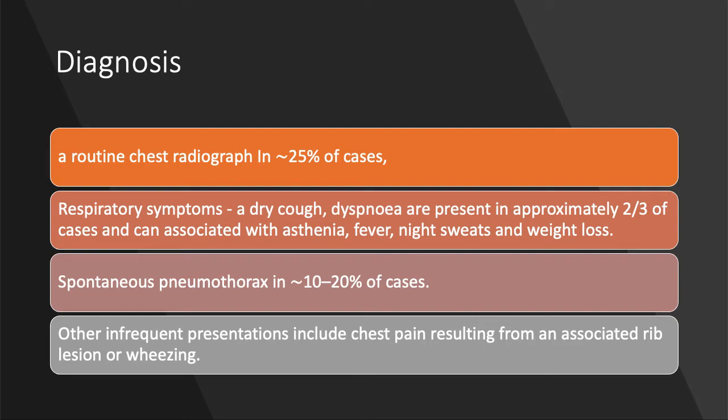Respiratory symptoms, mainly a dry cough and somewhat less frequently dyspnea on exertion, are present in approximately two-thirds of cases and can be associated with constitutional manifestations like asthenia, fever, night sweats, and weight loss. Spontaneous pneumothorax, responsible for chest pain, leads to the diagnosis in 10 to 20% of cases. The occurrence of pneumothorax seems more common in young males, may occur at any time during the course of the disease, and may be bilateral and/or recurring, raising difficult therapeutic challenges. Pneumothorax should also be excluded in any patient complaining of increased dyspnea. Other infrequent presentations include chest pain resulting from an associated rib lesion or wheezing.